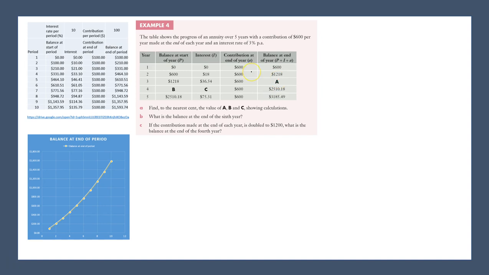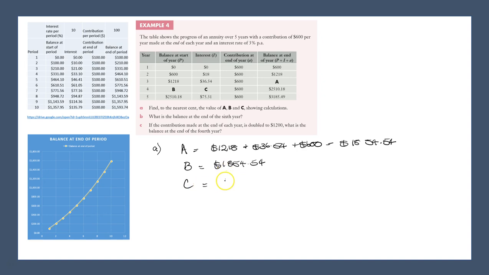So just like you can see has been happening previously, to get A, we need to add 1,218, the interest that was calculated nicely for you, another $600, and you get $1,854.54. So B becomes that exact amount as well, $1,854.54. Now, C is a calculation of interest. We're going to use the formula I equals PRN.